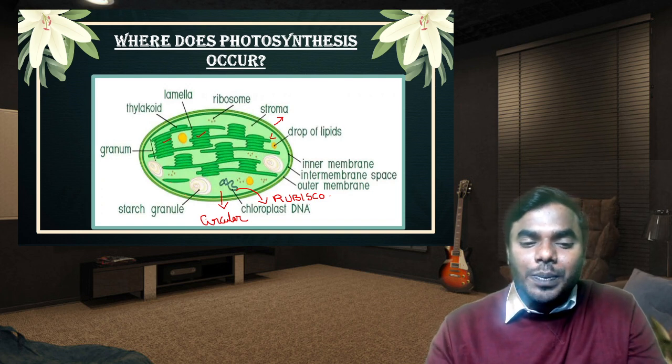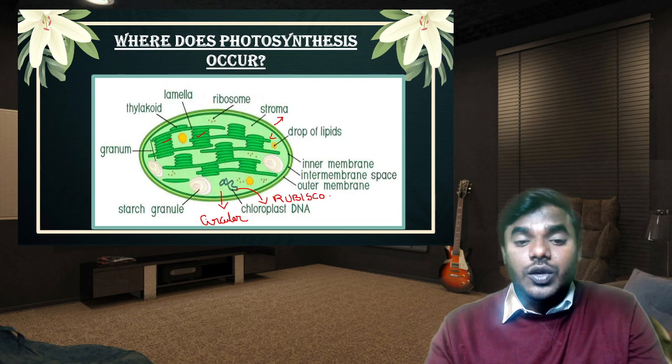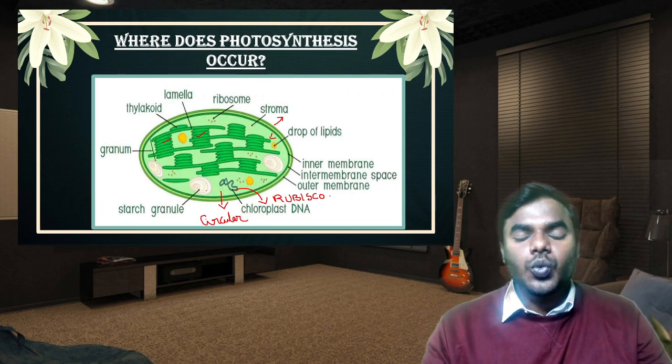What else does the chloroplast consist of? You are able to see the large white colored ones.